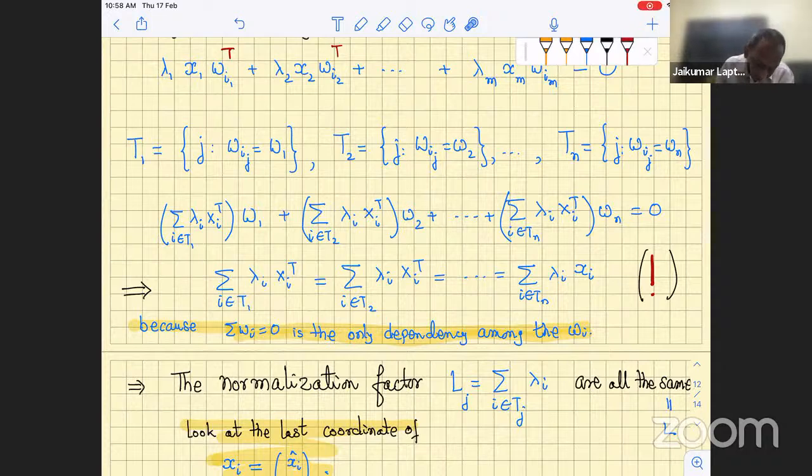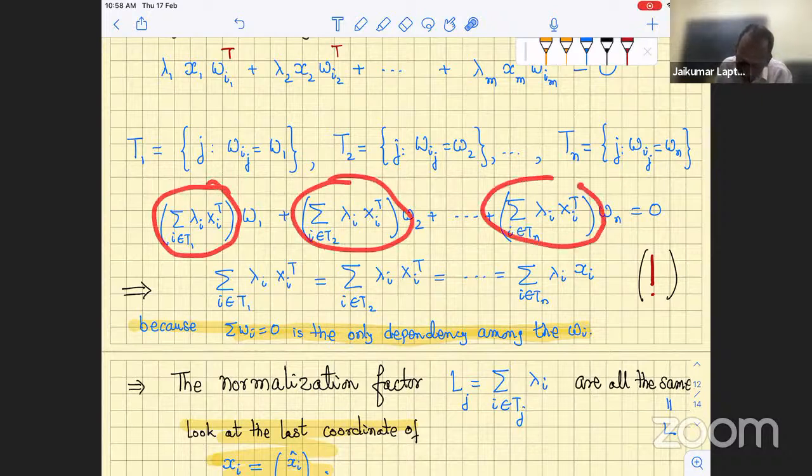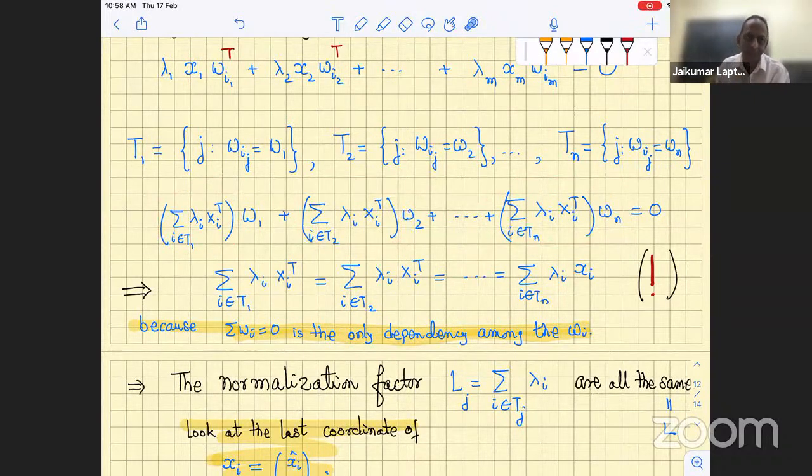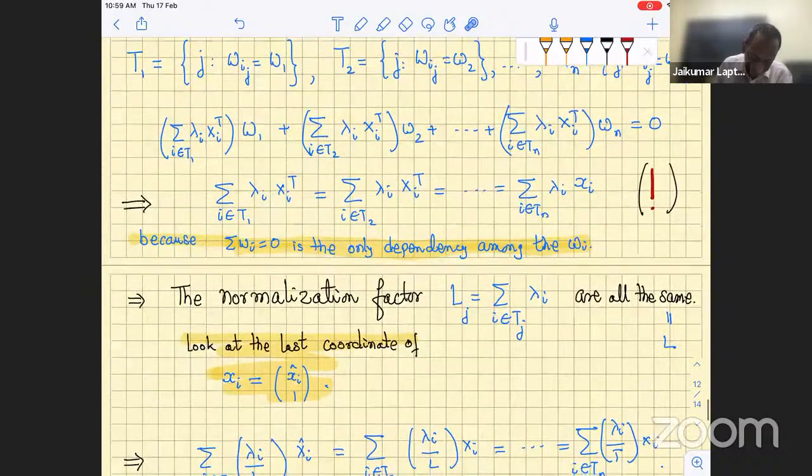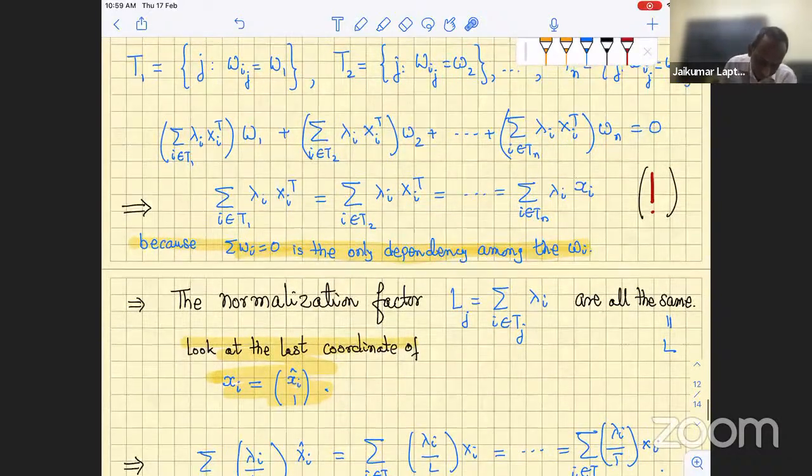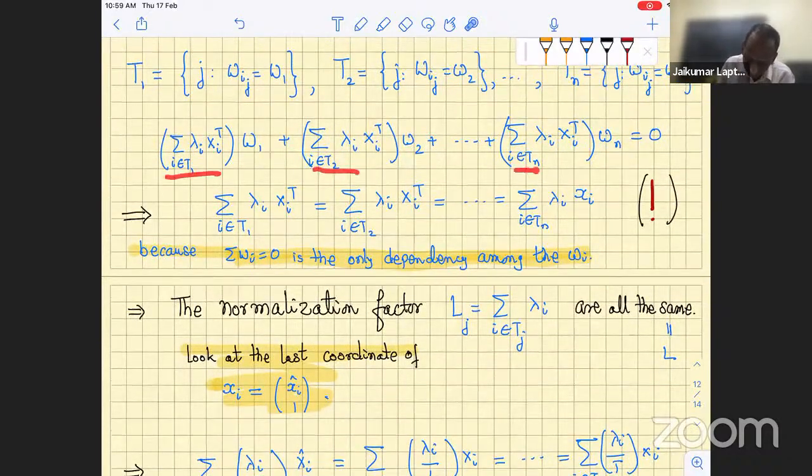So this already means that all these quantities must be the same. These vectors as vectors, they must be the same. And so that vector must be the same. So this is clearly a partition. All these vectors must be the same.